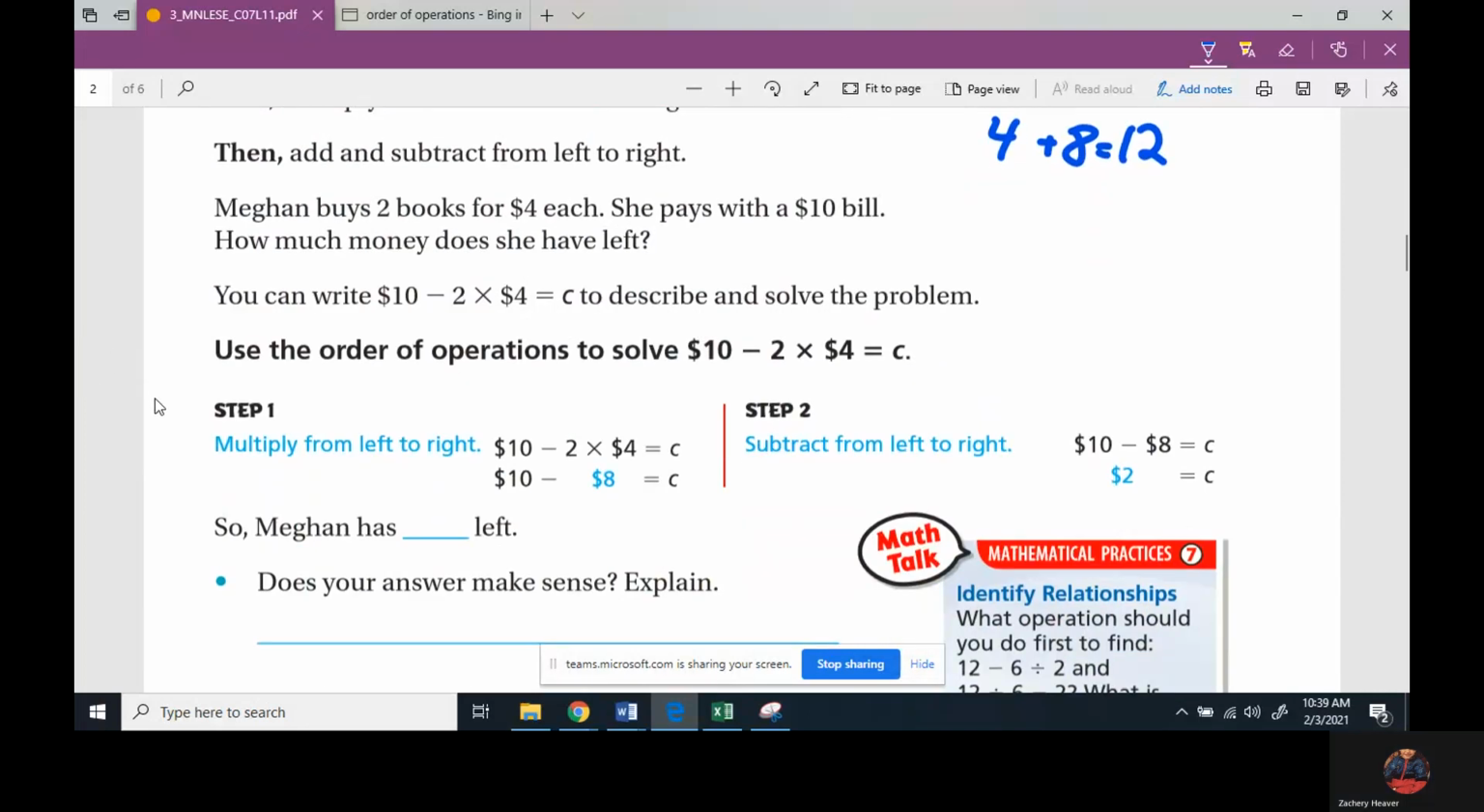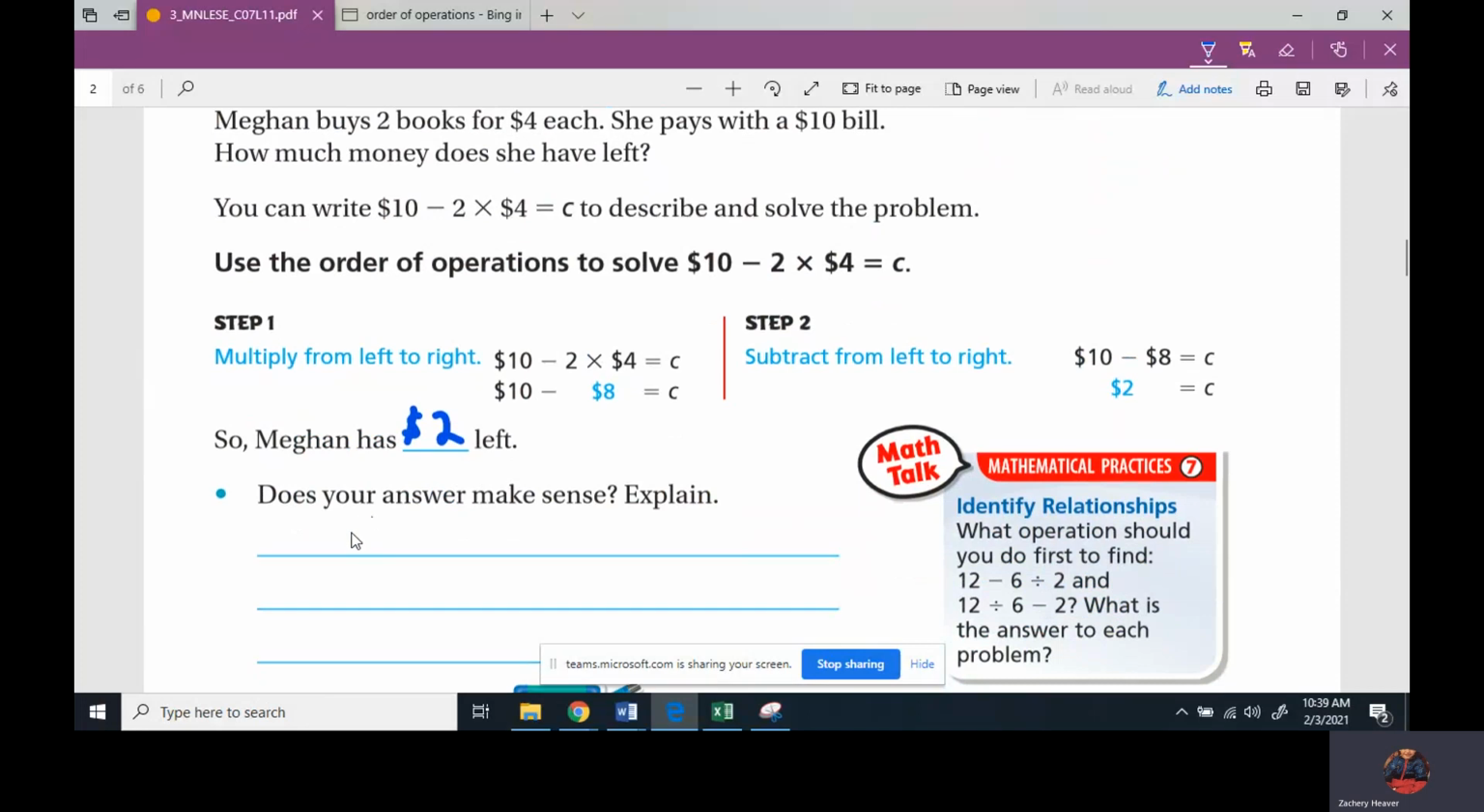Well, we know we have to multiply or divide first. I see multiplication, so we have to multiply first. So we don't do 10 minus 2, we actually do 2 times 4. So 2 times 4 actually equals 8. Now we can do our problem, which is 10 minus 8, and 10 minus 8 is $2. Okay, subtract from left to right. 10 minus 8 is $2.